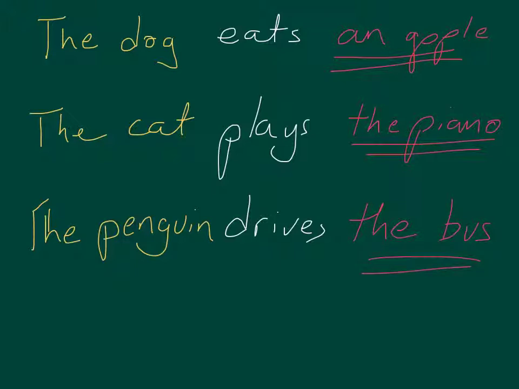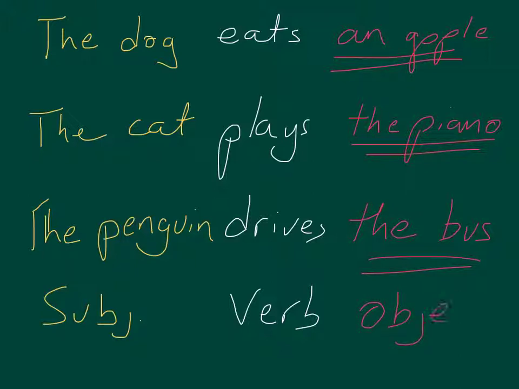So, do you see a pattern here? There's this particular order. There's subject, there's verb, and there's the object, the direct object. And this is standard English word order. These sentences shouldn't seem odd to you other than the fact that the penguin is driving the bus, the cat is playing the piano, and the dog is eating an apple. Besides the subject matter, they're standard English sentences. These are called simple English sentences. That's an actual classification of sentences.